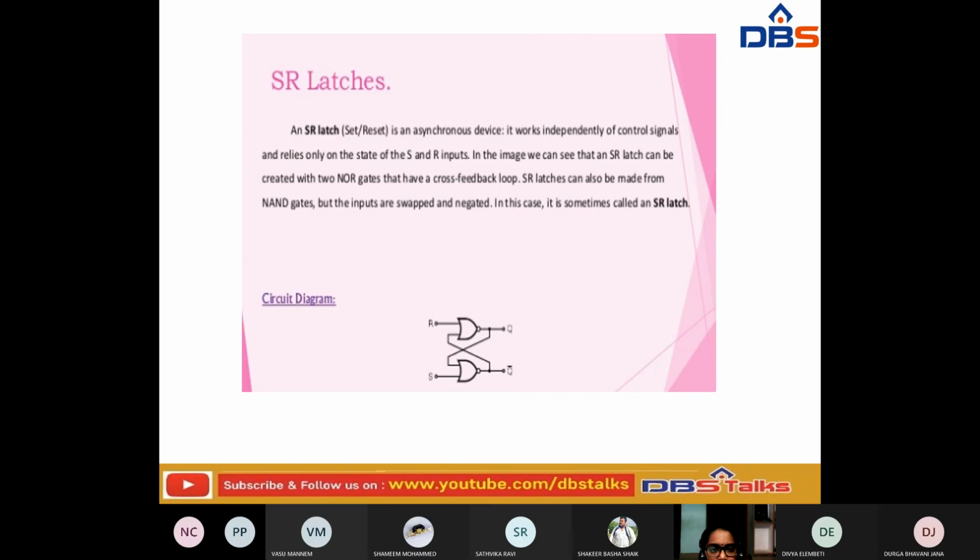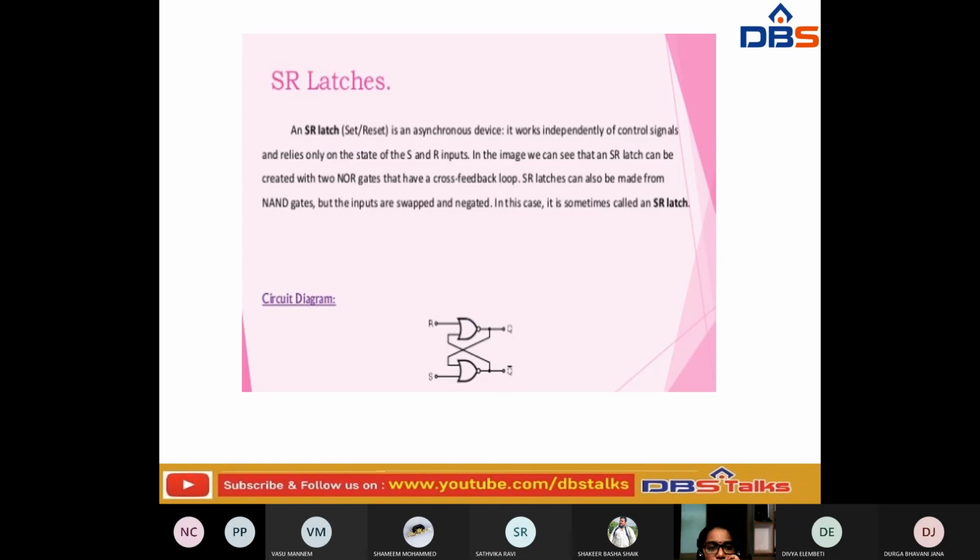Okay. So if you have observed this SR latch, it is an asynchronous device, and it works independently of control signals. It relies only on the states of S and R. It has only two inputs, S and R, and in the image that we have given here, the SR latch can be created by using these two NOR gates. Okay, this is a NOR gate.